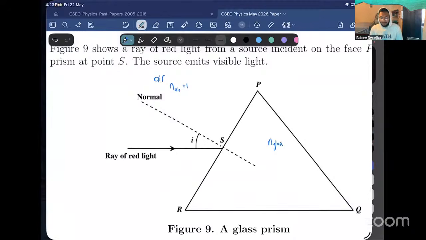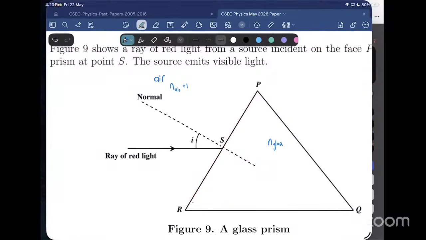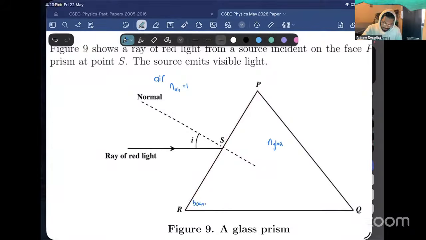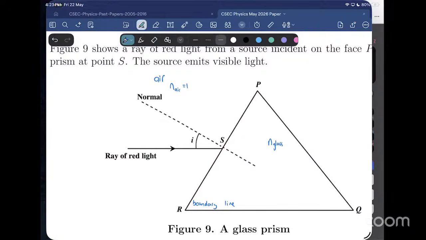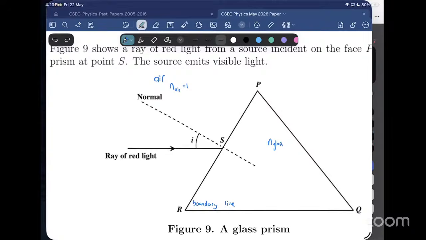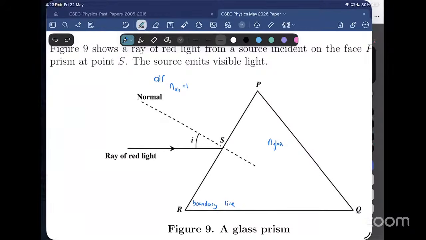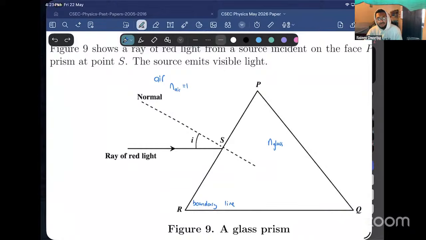So what would I call this line here? The boundary line, because it separates the air and the glass. And you see that it's at 90 degrees to the surface. We're going from less dense to more dense. They're going towards the normal. If you're going from less dense to more dense, you're going to bend towards the normal.